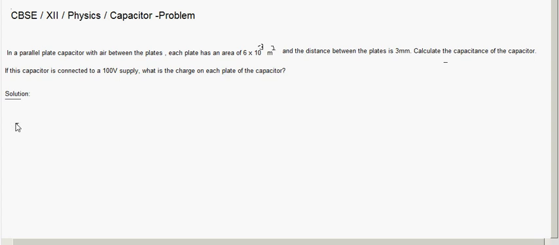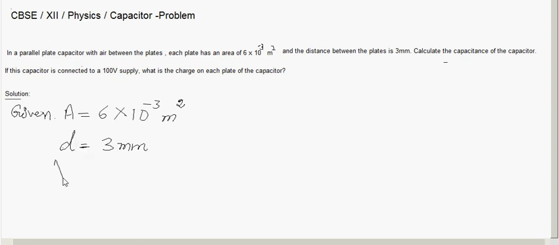So given, what are the given quantities? Given area of the plate A is 6 into 10 to the power minus 3 meter square. Also given distance between the plates is 3 mm. And voltage across the capacitor is 100 volt. First, to calculate capacitance.